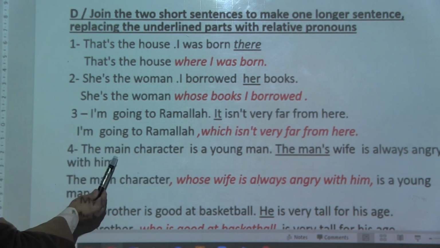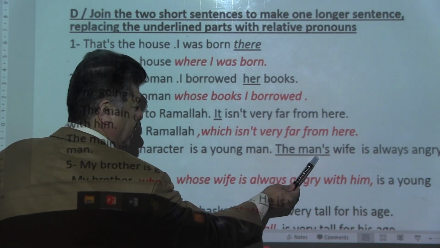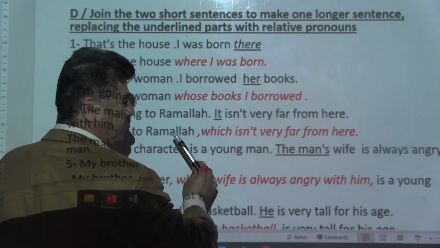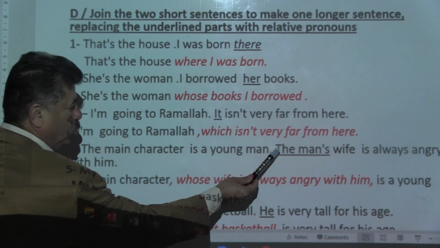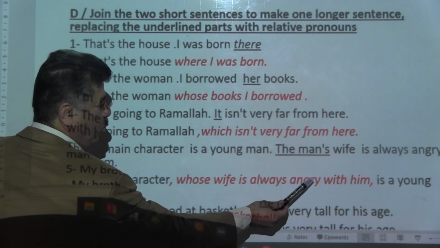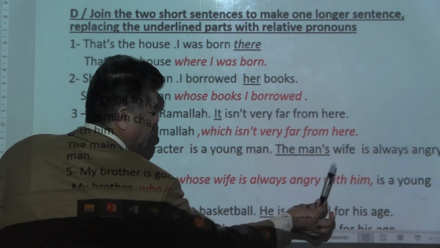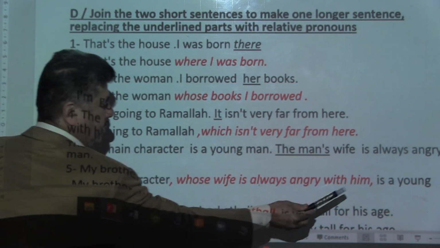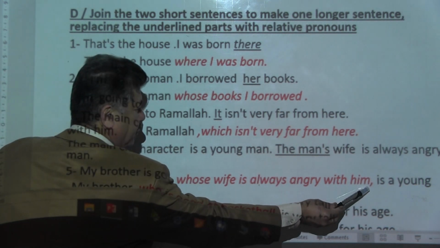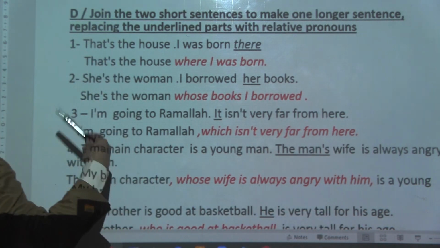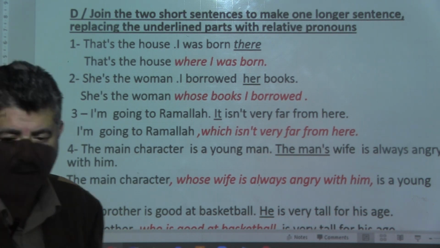Number 4: The main character is a young man. The man's wife is always angry. Also notice that we are using a possessive apostrophe here. The main character, whose wife is always angry with him, is a young man. If we delete this clause, all of it, the main character is a young man, the sentence becomes clear. That's why I put this clause between commas, because it is a non-defining clause. It just gives extra information.